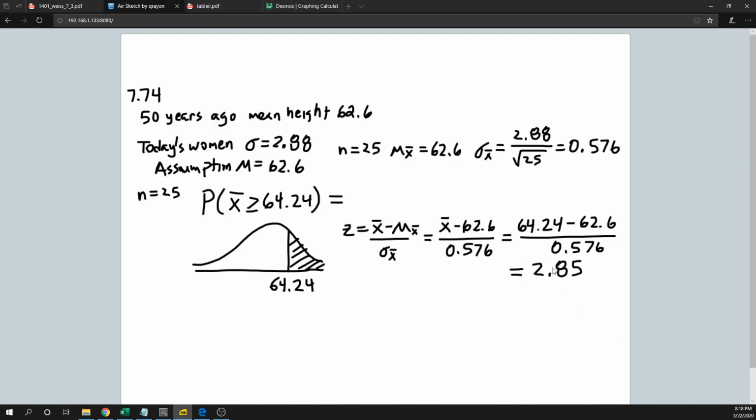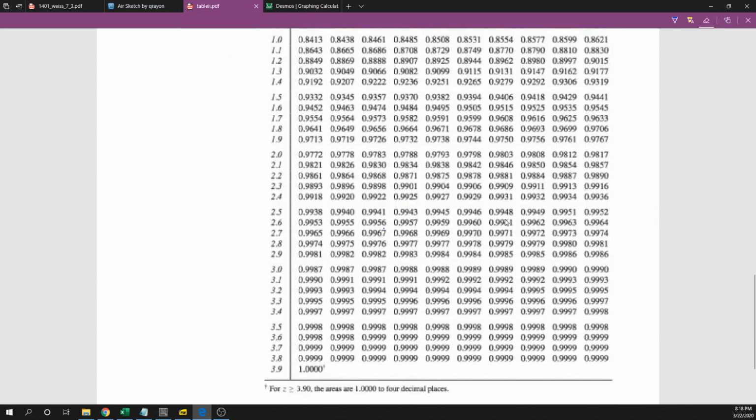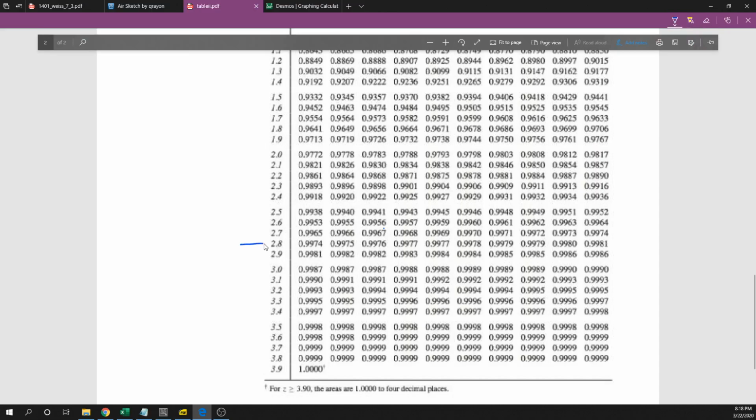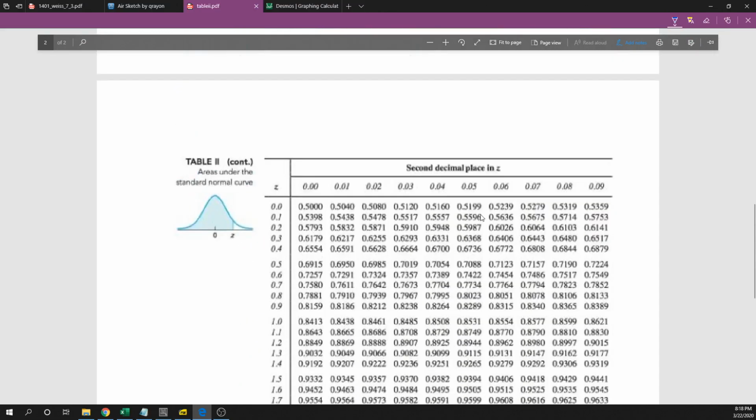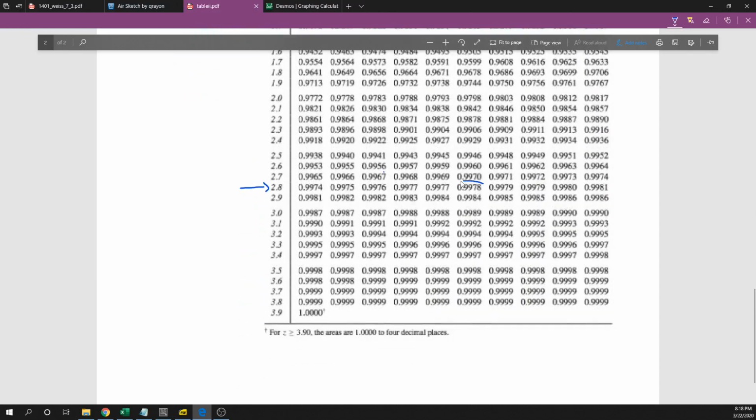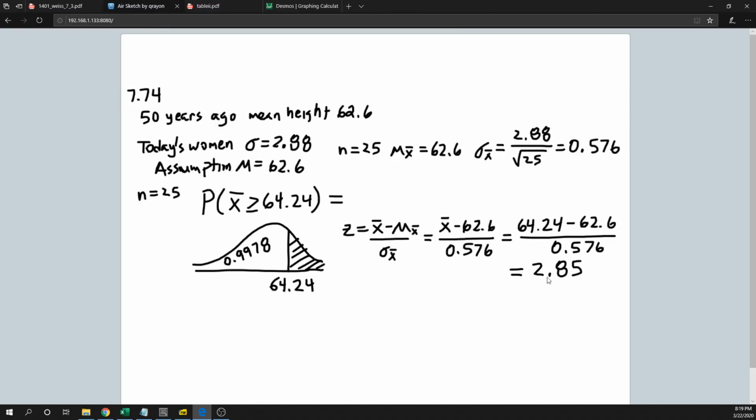All right, so now what we're going to do is go to table 2 and look up that z-score. In the table, 2.85 would be here, and then 0.05 right here. So we get 0.9978. All right, so we know that the area to the left of 2.85 on the standard normal would be 0.9978. Likewise, the area to the left of 64.24 on this distribution would also be 0.9978.